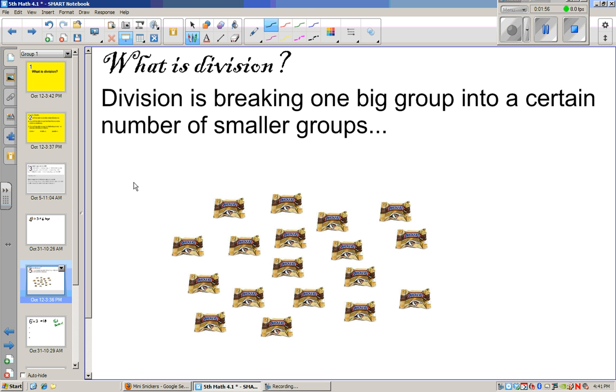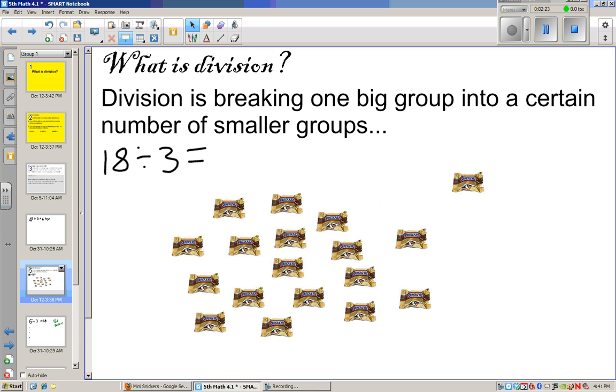What is division? Division is breaking one big group into a certain number of smaller groups. So here are my 18 Snickers. I wanted to break them into groups of 3. I wanted to know how many groups of 3 I could break them into. So I had 18 Snickers. I was going to divide them into groups of 3. Those are my smaller groups. How many groups can I make? Well, let's make groups of 3.